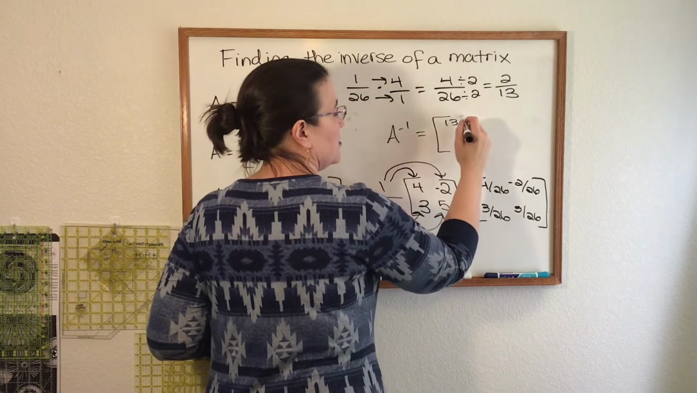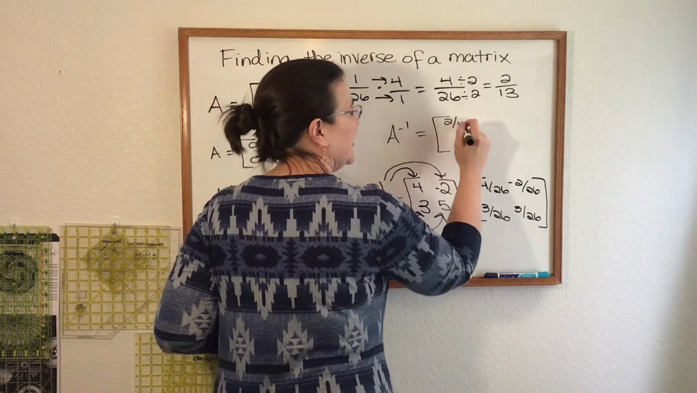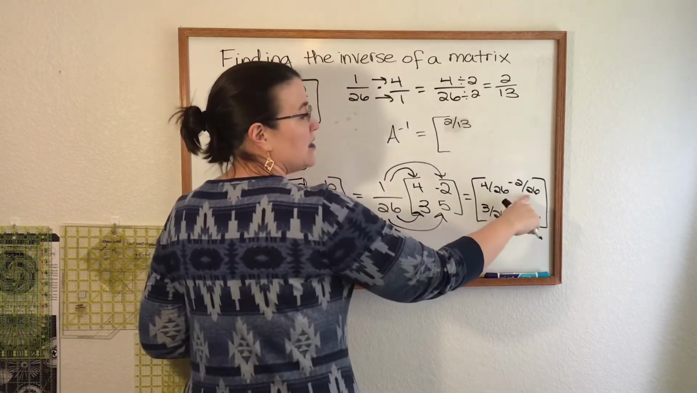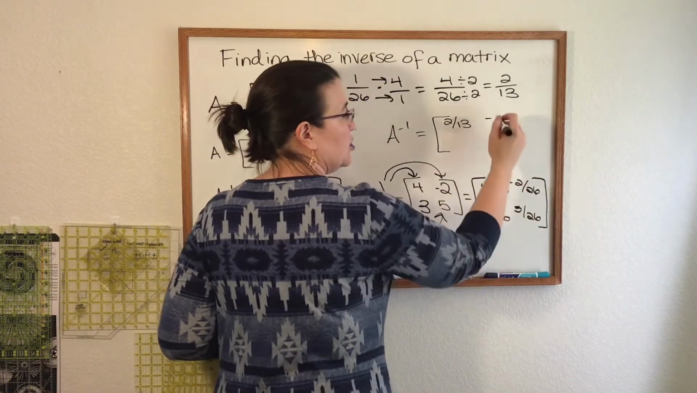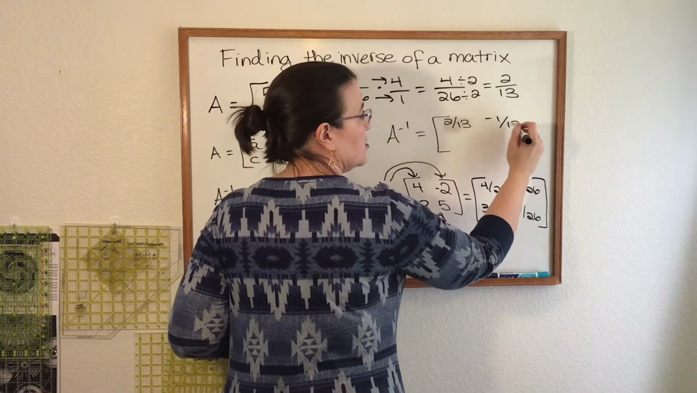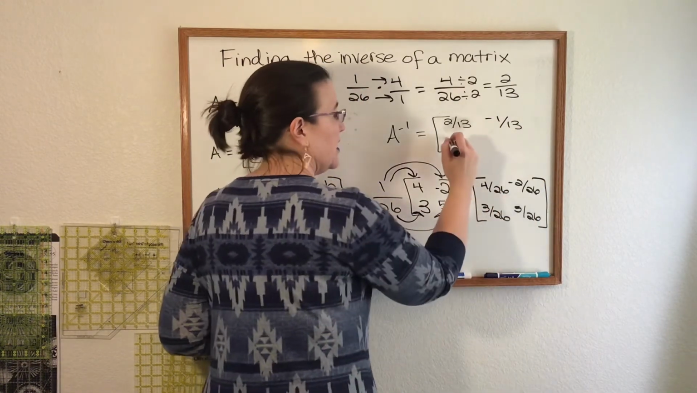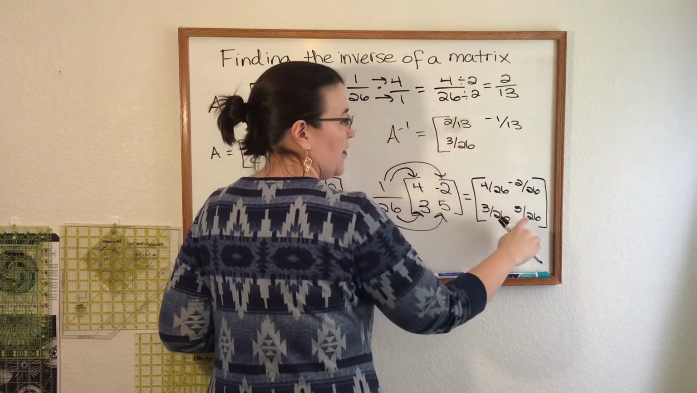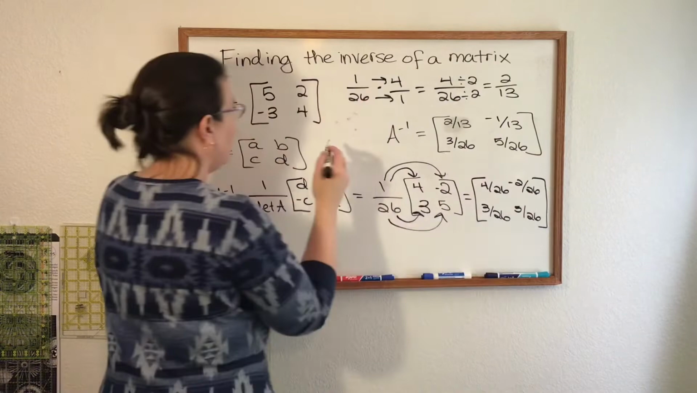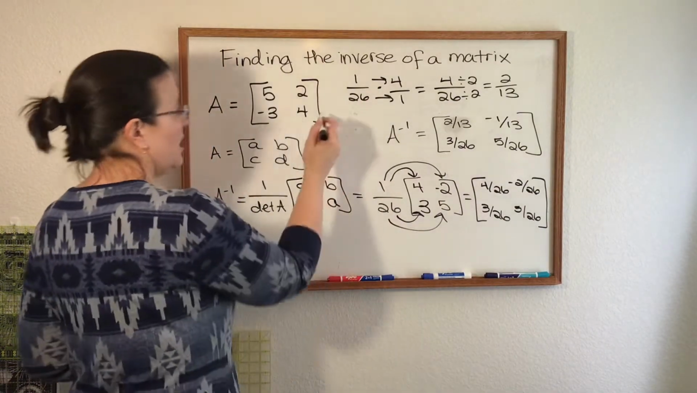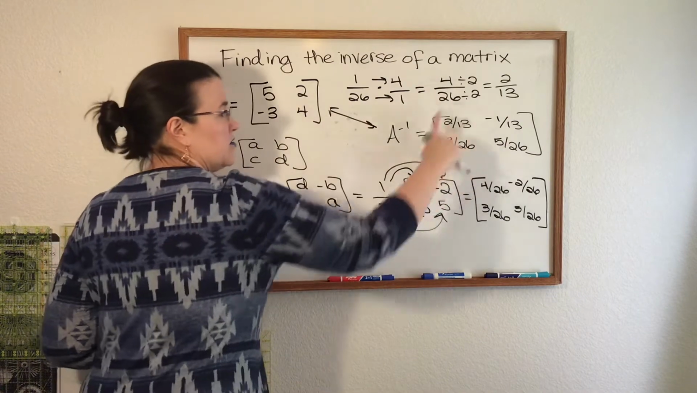So that gives me 2/13. Okay, same here, we're going to reduce that. It's going to stay negative, and 2 divided by 2 is 1, and 26 divided by 2 is 13. 3/26 is not going to reduce nicely, so that one can stay. And then 5/26 is not going to reduce, so that one can stay. So the inverse of this matrix is this matrix here.